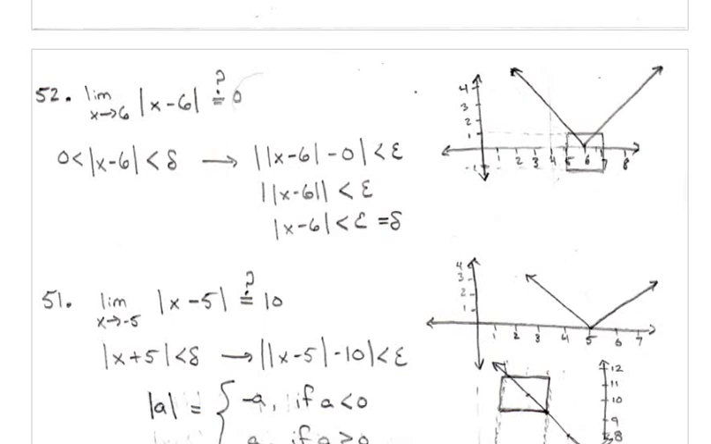Okay, so we're going to do things a little bit out of order. I wanted to do some of the absolute value ones so that you could work with that a little bit. We're going to do 52 first because it's actually simpler than number 51.